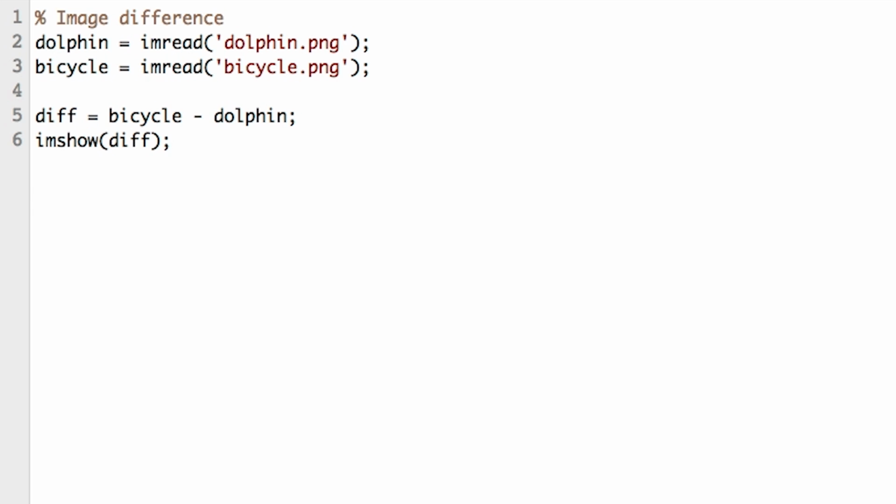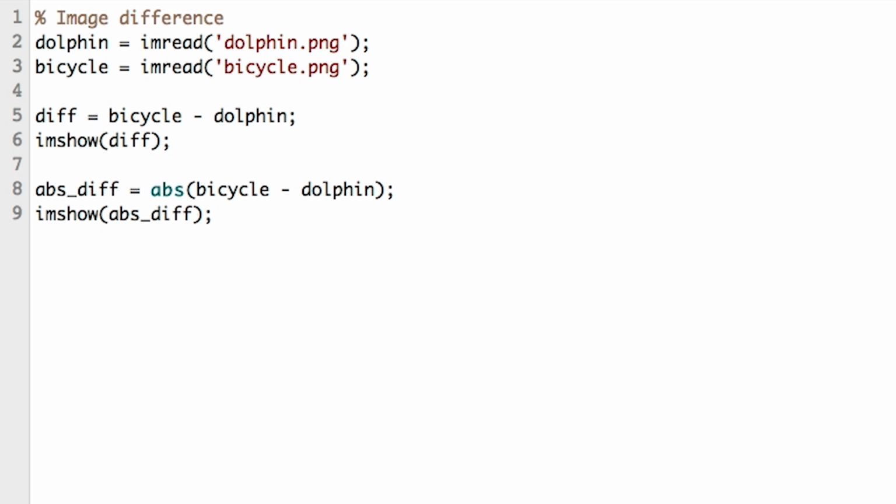But when thinking about the difference between two images, we often don't care about which one is greater and which one is less. Note that B minus A is simply A minus B negated. We often don't care about the sign of this difference, only the magnitude. That is, we're interested in the absolute difference between two images. For that, you use the Octave abs function.